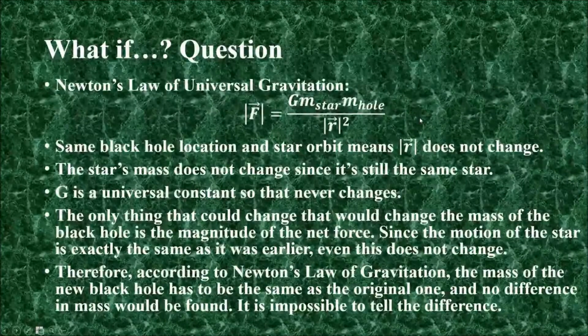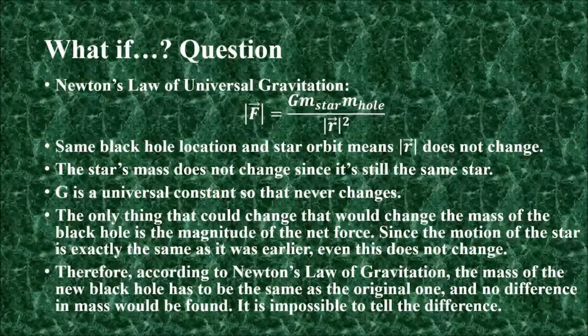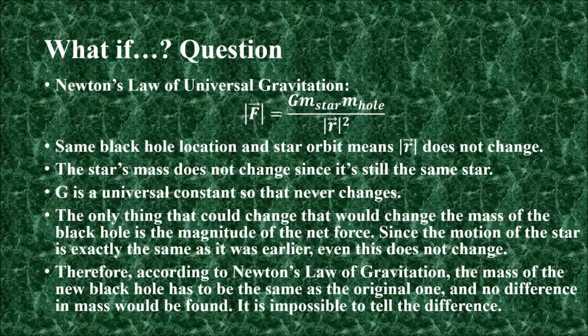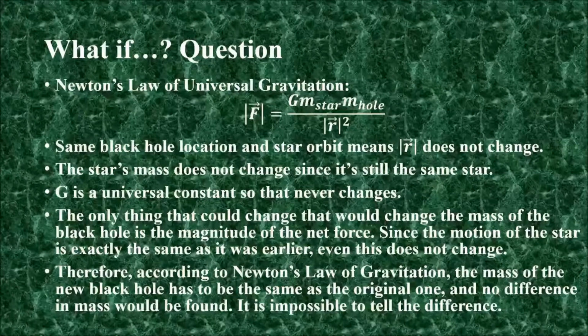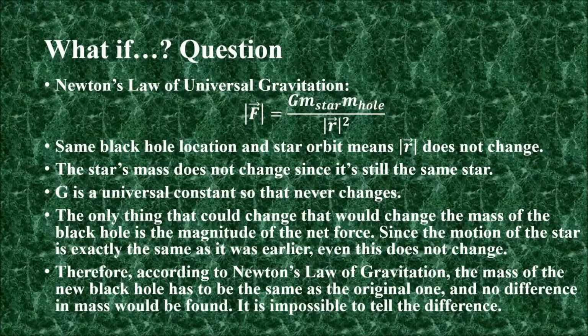Can the mass of the black hole change if all the other variables stay the same? Well, if the black hole's position is the same and the star's orbit is the same, then the distance between the two is still the same. The star's mass does not change since it's the same star still. G is a universal constant, so that never changes. The only thing that could change the mass of the black hole is the magnitude of the net force. Since the motion of the star is exactly the same as before, even this does not change. Therefore, according to Newton's law of universal gravitation, the mass of the new black hole has to be the same as the original black hole. It is impossible to tell the difference between the two.